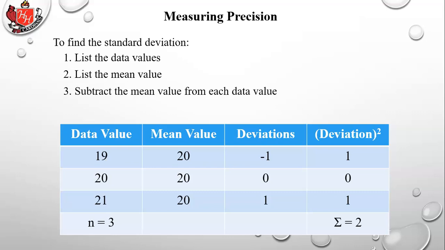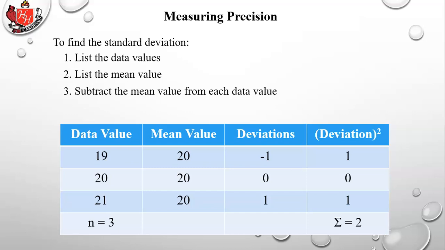So 19 minus 20 is -1. 20 minus 20 is 0. 21 minus 20 is 1. And then you square the deviations. So -1 squared is 1. 0 squared is 0. 1 squared is 1. And then you add those deviation squares. So 1 plus 0 plus 1 equals 2.